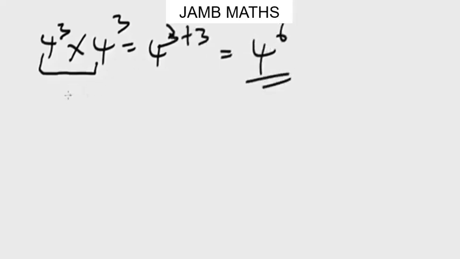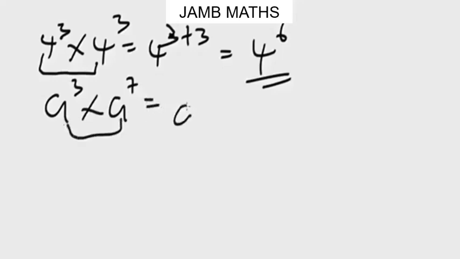Or if you are using alphabets, let's say we have something like a to the power 3 times a to the power 7. So the base is the same. This is the same thing as a to the power 3 plus 7, which will give us what? A to the power 10. Alright, so it's as easy as that.